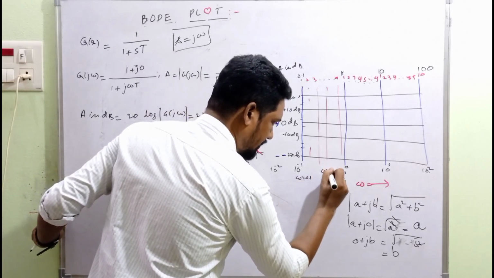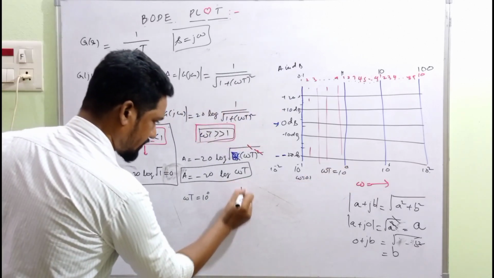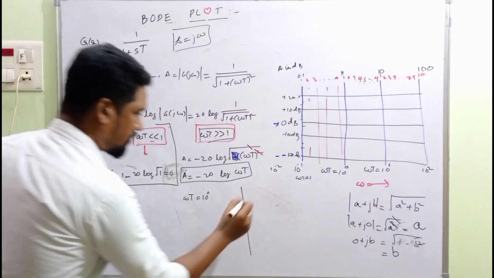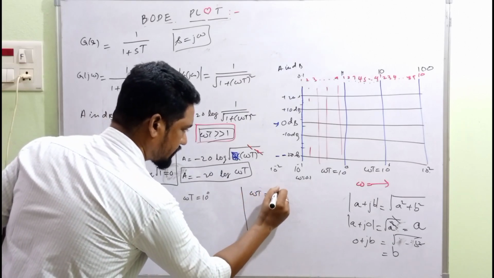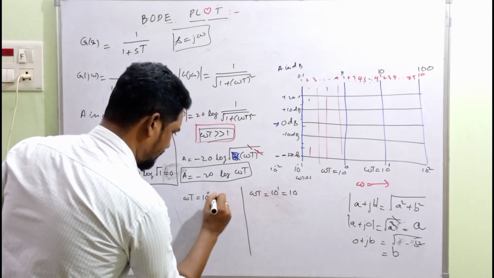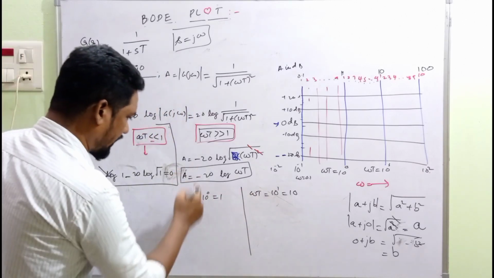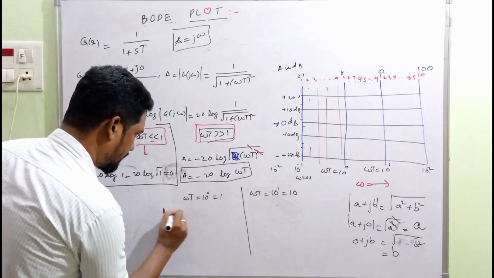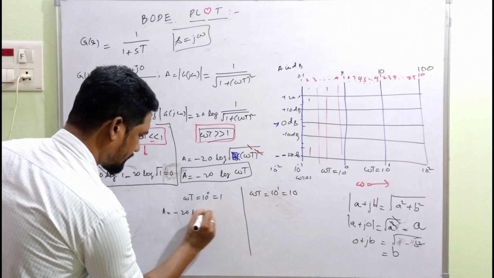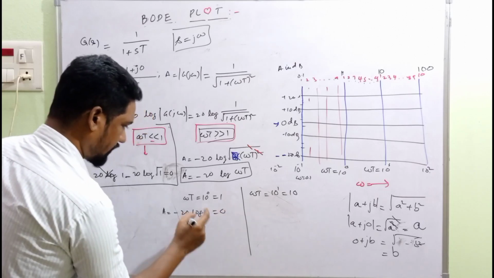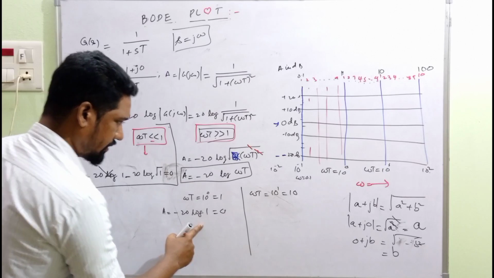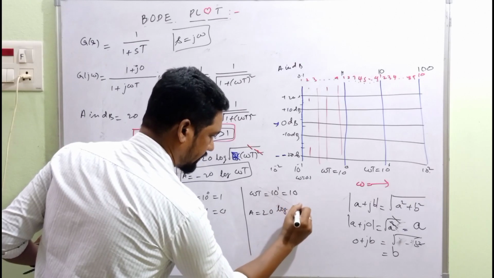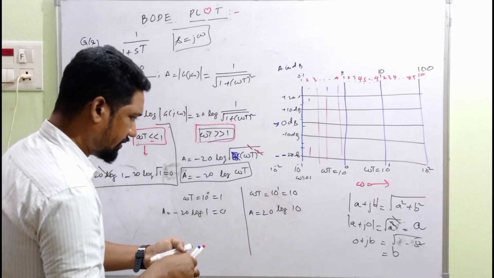Omega t is equal to 10 raised to 1 in one case, and in the other case, omega t equal to 10 raised to 1. In the sense, it's a 10 for this one, and it's a 1 for this one, right? So plugging in these values back into the expression for the magnitude, A will be equal to minus 20 log 1, and that gives us 0, a very important point to be remembered. And over here, A will be equal to 20 log 10, and log 10 is 1.